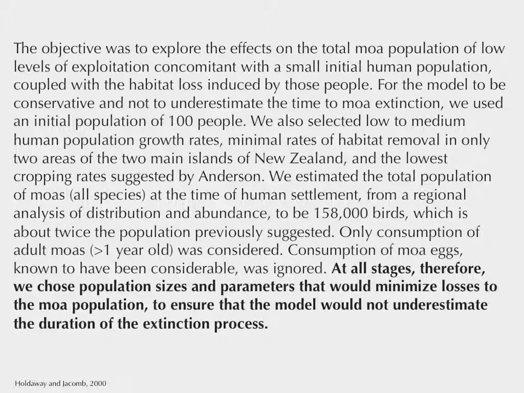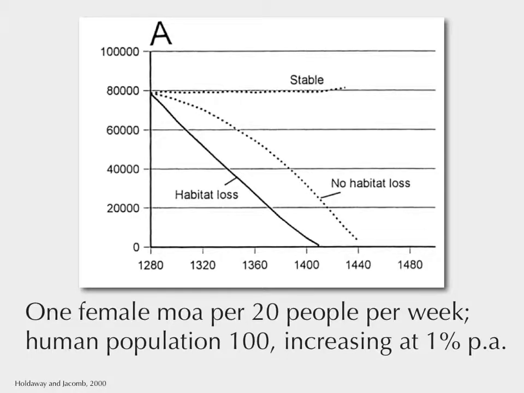So, okay, we don't talk about what the moa population was. This was 158,000, when the biggest previous estimate was around 80,000. Okay, so let's give them more moas. We have a small population of humans. Let's have a slow population growth of humans. So everything they did was to be conservative against their hypothesis. And then they found out, woohoo! They show that even with their very conservative ideas and parameter values, it still led to moa extinction.